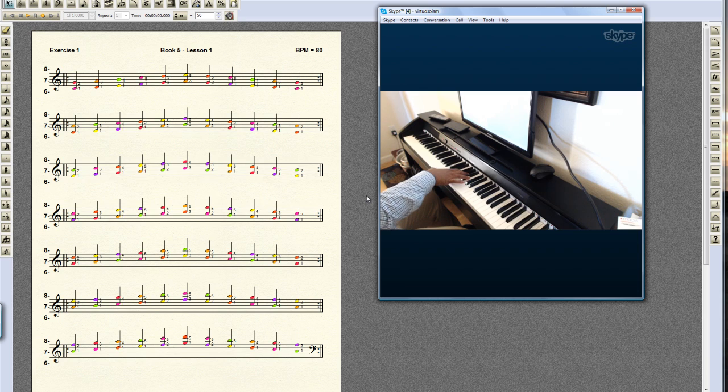Nice. Just keep doing it. Now, out of curiosity, are you looking at the page or are you looking at your hand? I'm looking at my hands. That's fine. Keep doing it.